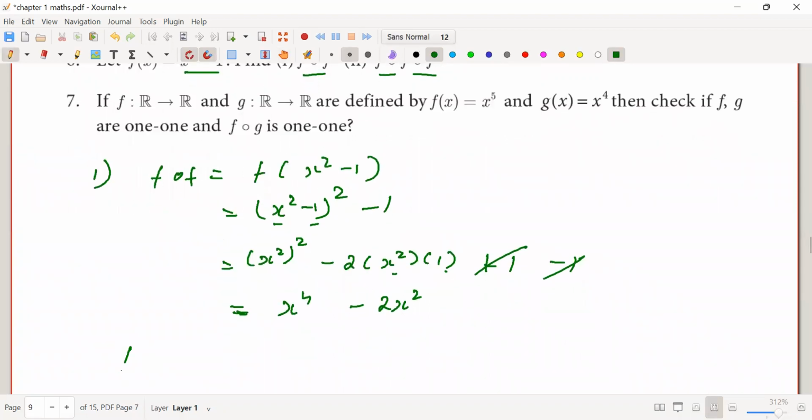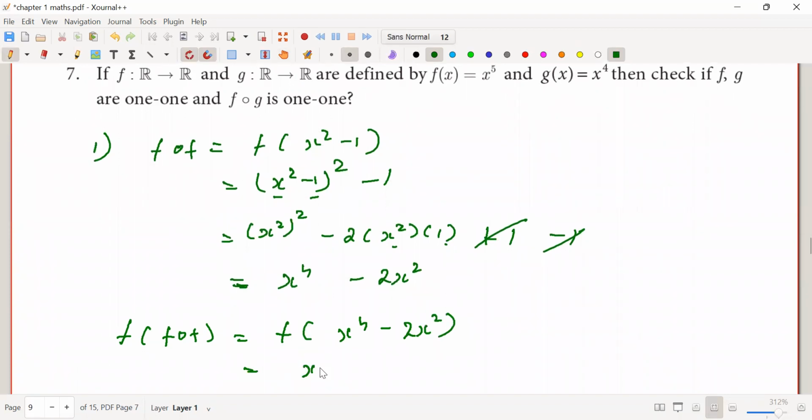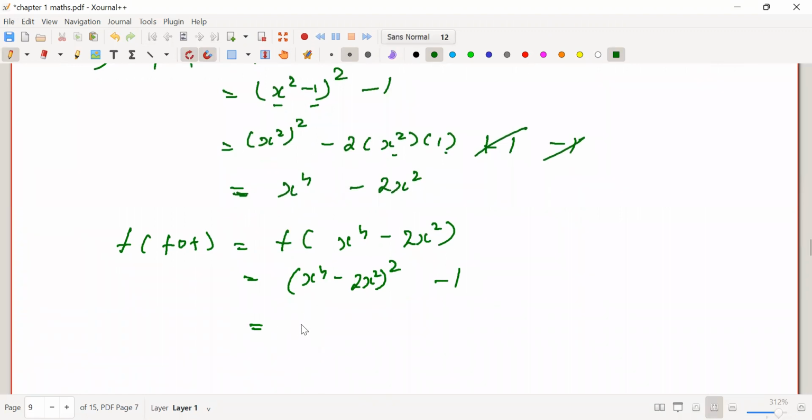For the second one, f of f. So f of x power 4 minus 2x square. So x power 4 minus 2x square whole square minus 1. This becomes x power 8 minus 2 into a, x power 4, into b, 2x square, plus b square. Actually, I put the overall value directly. I won't be putting these x power 4 power 2. I'll be writing directly. So I wrote it. 2x square whole square minus 1.